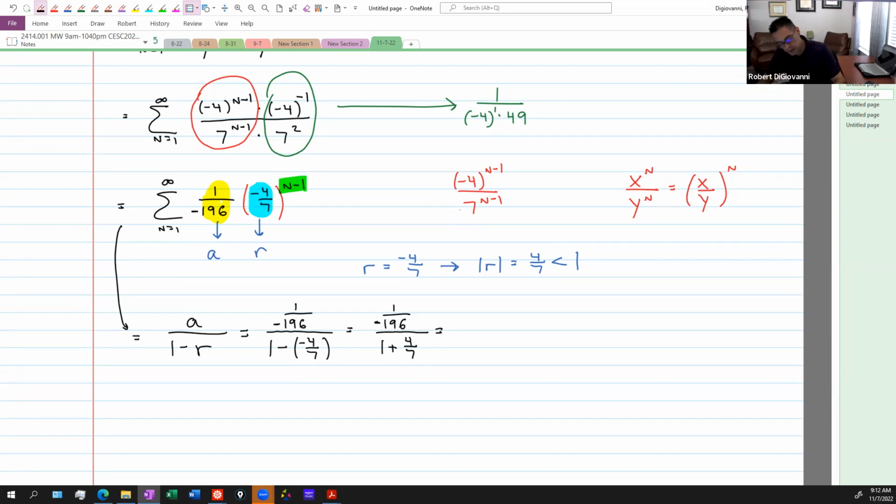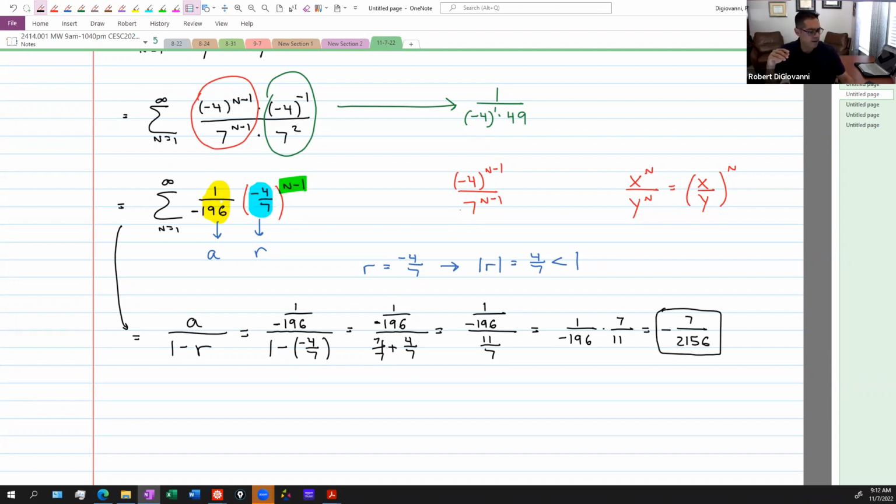All right, now we keep going. 1/-196 over, okay, so there we get a common denominator, 7/7. Add those together, we should get 11/7. And then we can just do properties of fractions. When we divide, same as flipping, then multiplying. So we get 7/, it'll be a negative number, 196 times 11, 2156. It converges to a negative number.